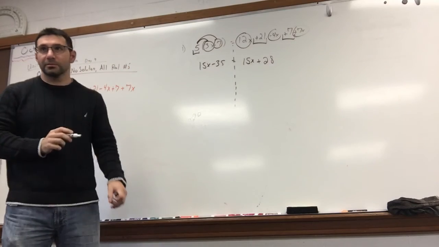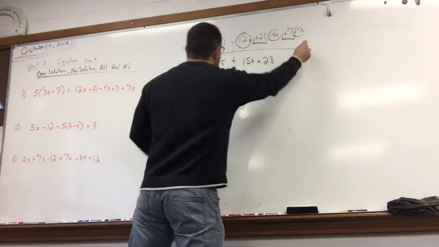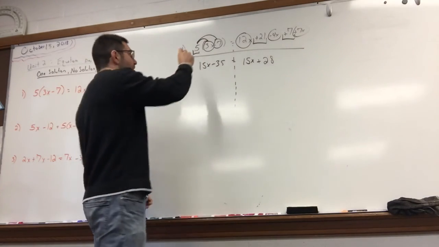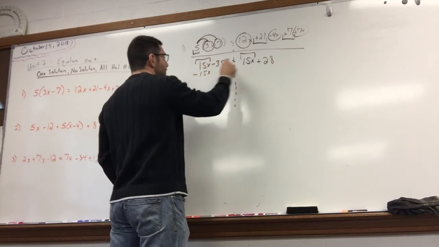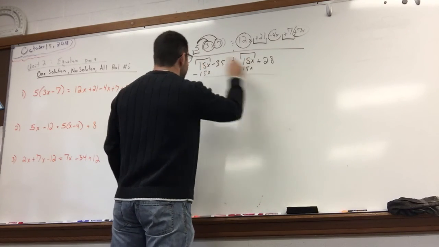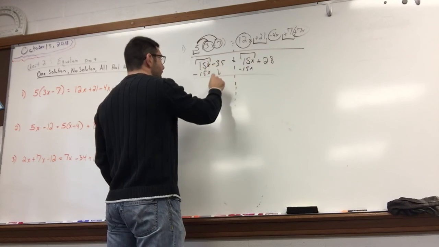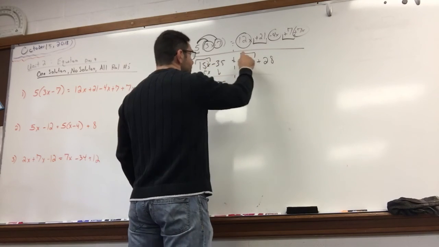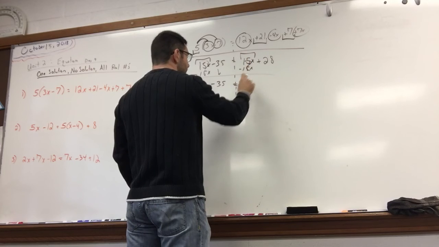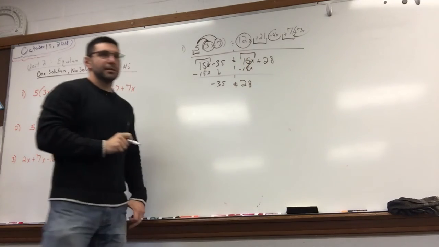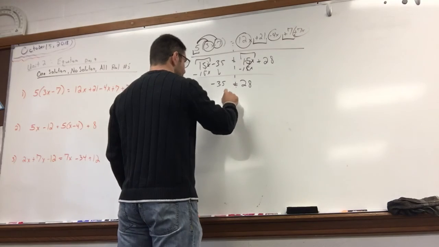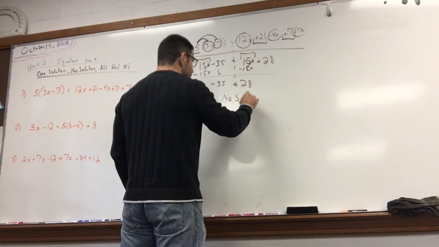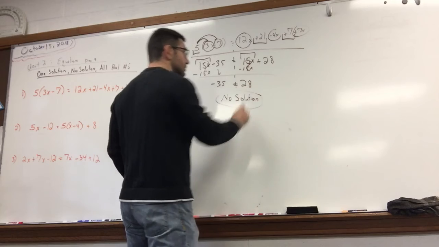Still with me here? So now we've got like terms on opposite sides, we combine them. Always start with your variables. Subtract 15x from both sides. That leaves me 0. Negative 35 comes down, equals. That becomes 0 equals 28. Negative 35 equals 28? So this answer is no solution.